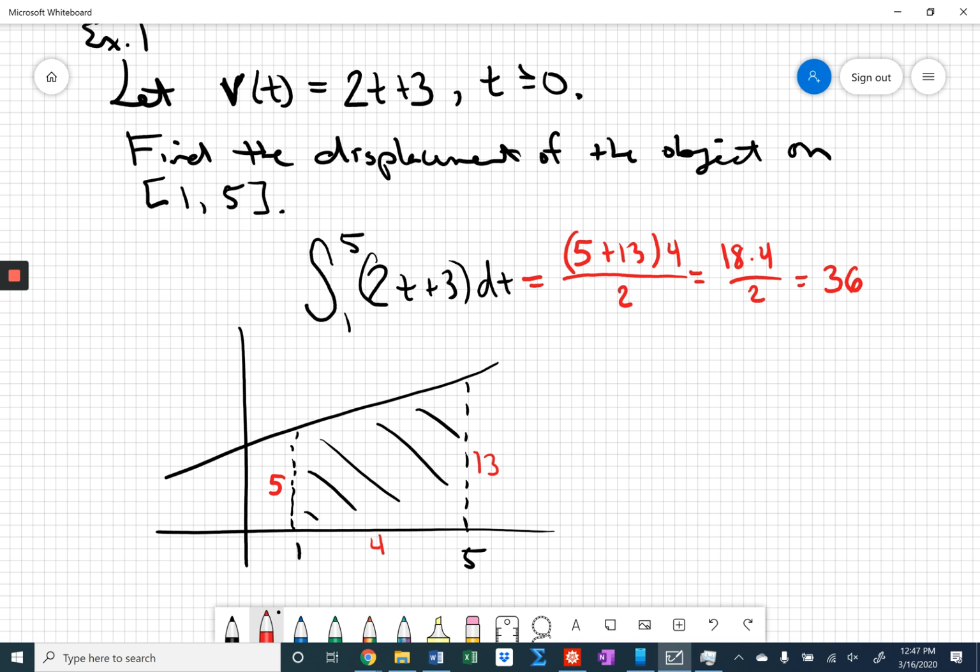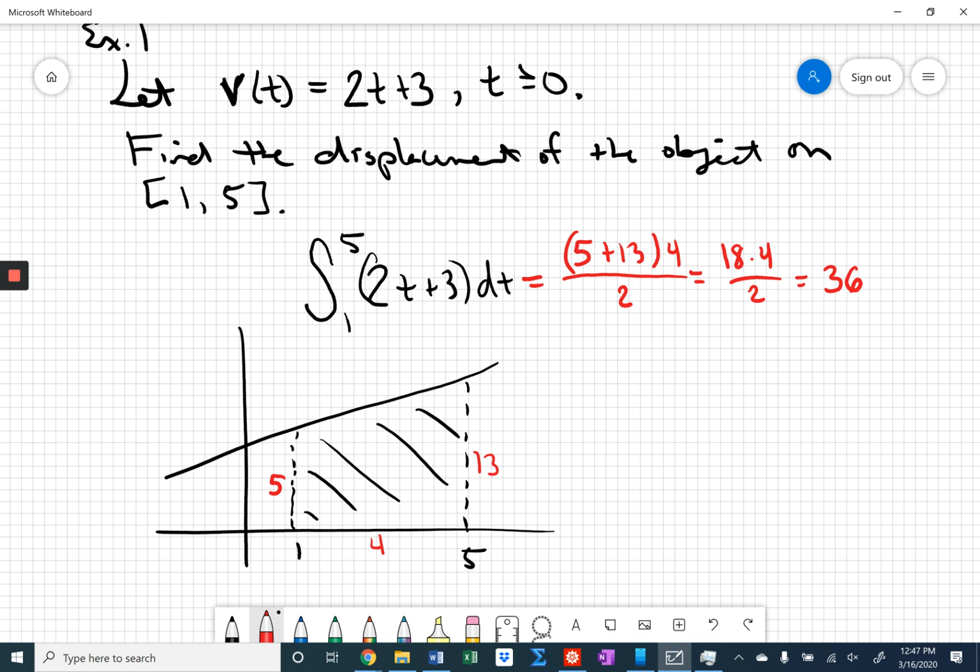I didn't give any distance units yet in the example. It's 36 units from where it started. And so it could be 36 feet, miles, kilometers, inches, centimeters. It doesn't really matter. It also means that the object traveled a total distance of 36 units, whatever the units are.